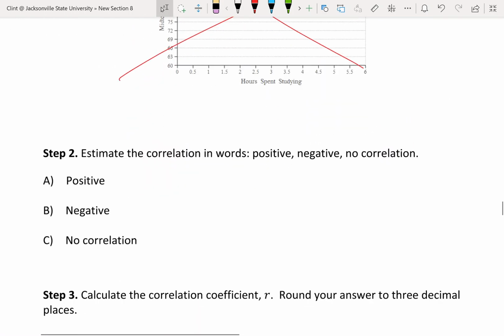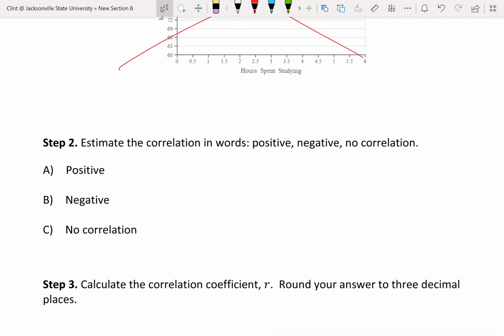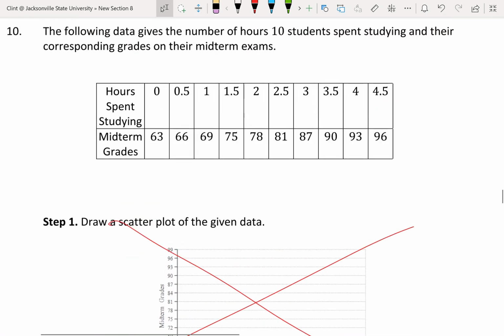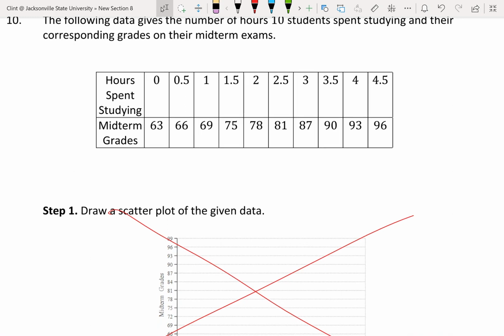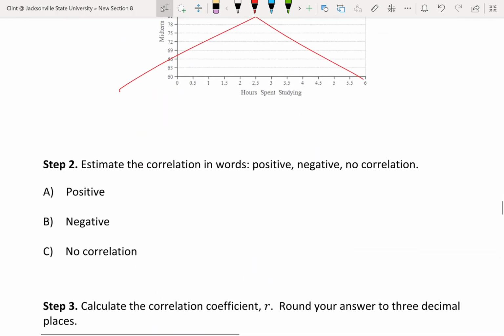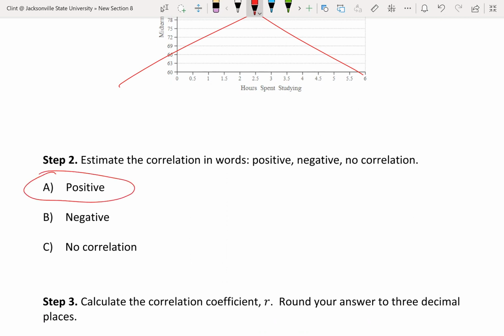Step 2 is estimate the correlation in words: positive, negative, or no correlation. They're in order, right? So what's it look like as our hours spent studying go up? What generally happens with their midterm grades? They go up. So what type of relationship is that? Positive. If they go the same direction, both go up or both go down, that's positive. If they go opposite directions, that's negative, or if they're not related, that's no correlation.